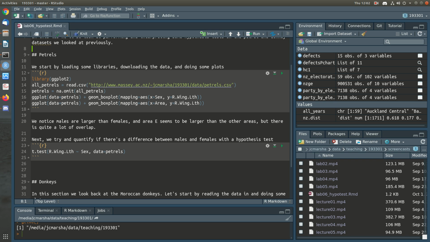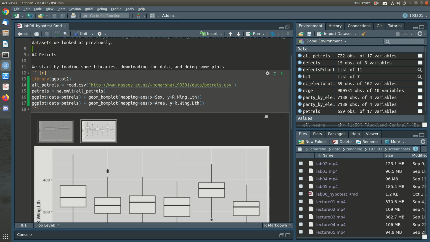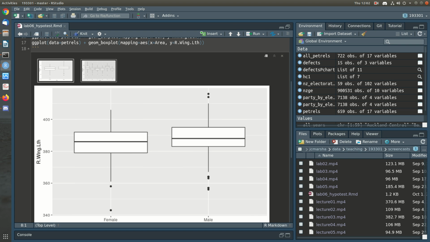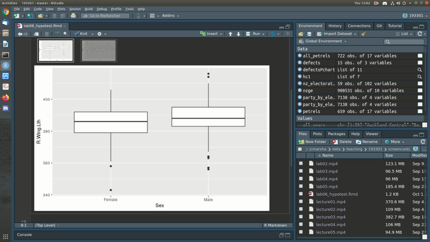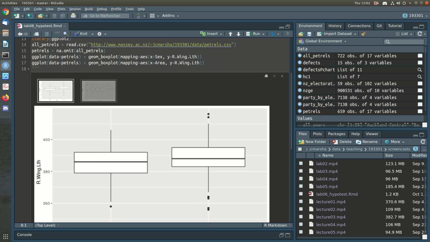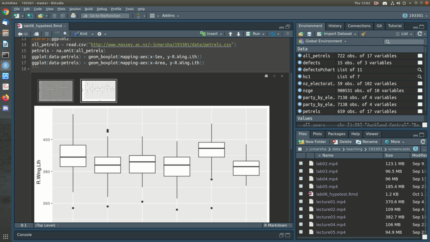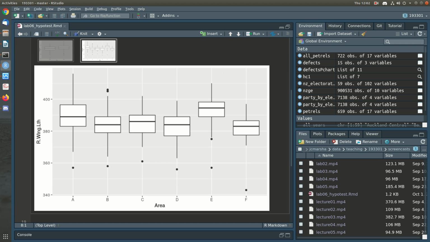This first code block is just reading in the data and doing some plots. So here we go, we get two plots. We've got the difference in right wing length for the petrels between male and female. We see that males are larger than the females by a little bit, and also differences by area. We see that area E has the largest birds.